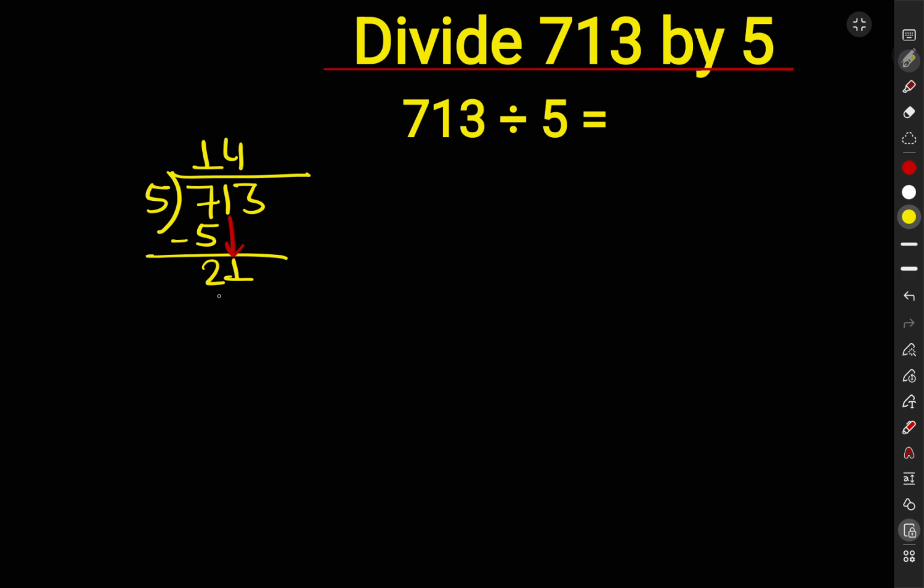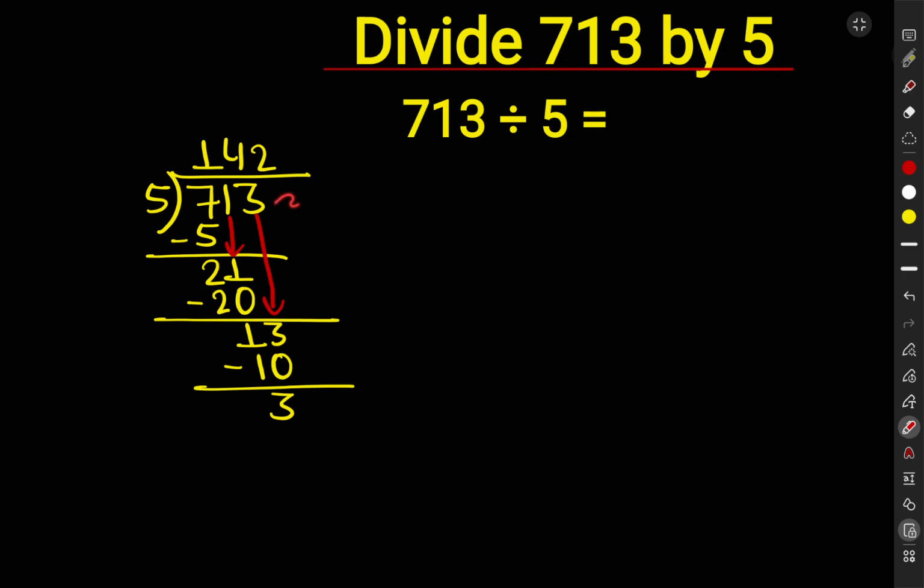5 times 4 is 20. On subtracting, we get 1. So again we put down this 3 and it is 13. 5 times 2 is 10. On subtracting, we get 3.